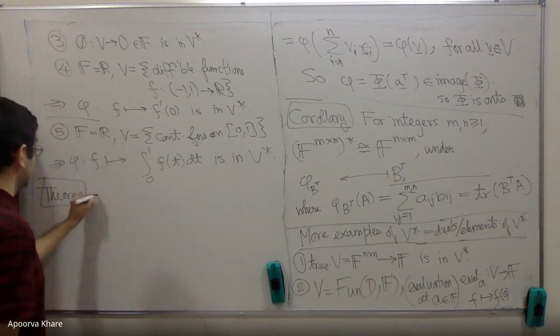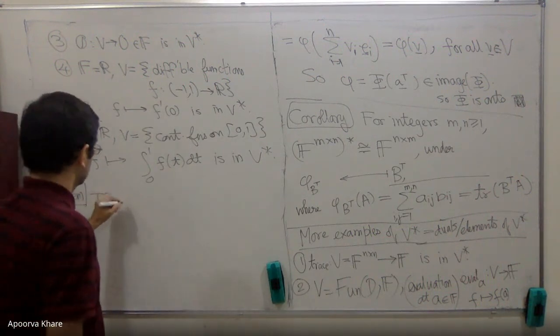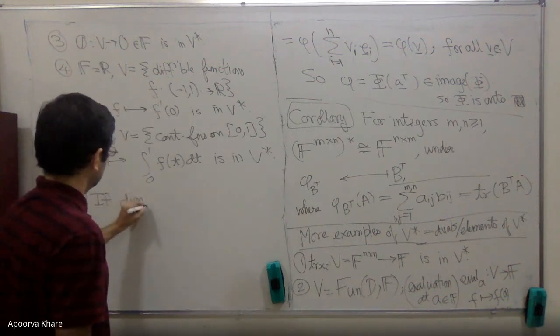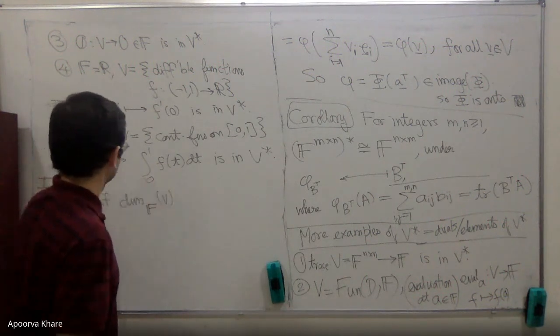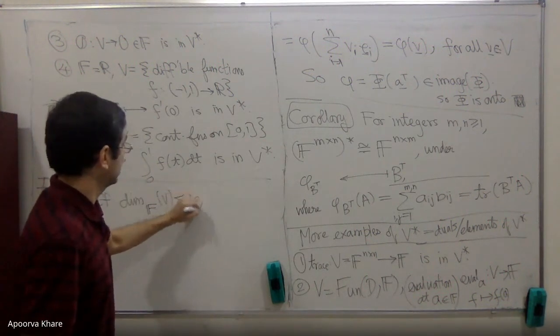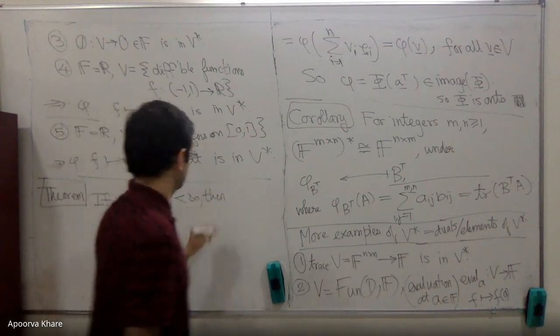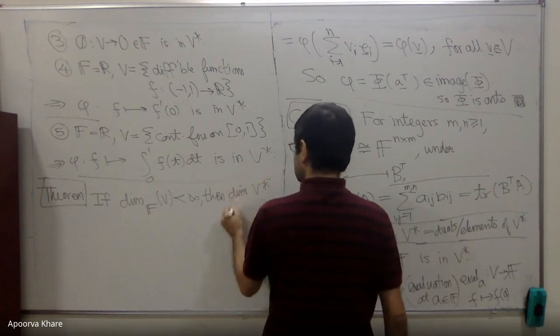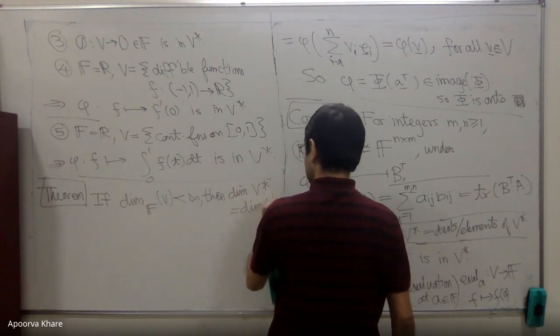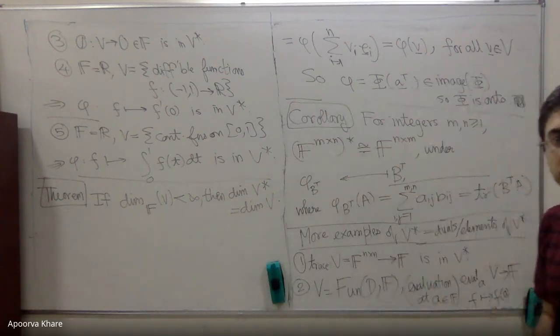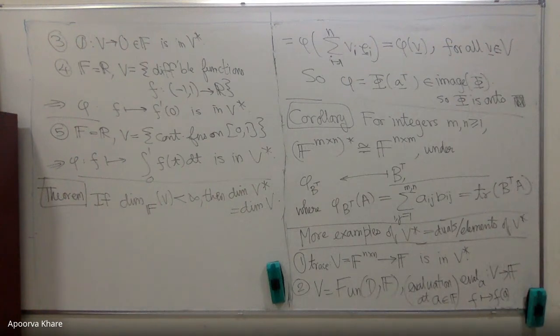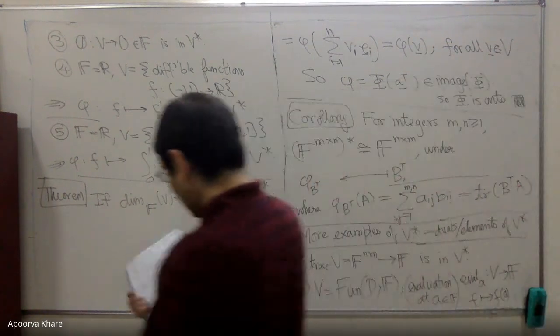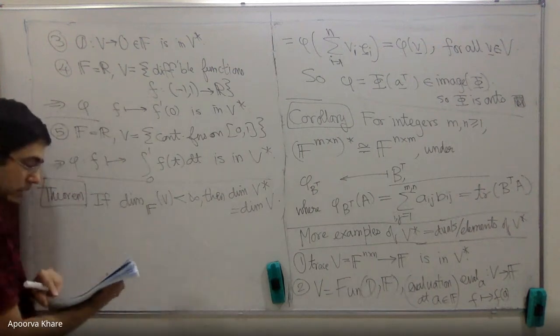If V is a finite dimensional vector space, if the dimension over F of V is less than infinity, then the dimension of V star does equal the dimension of V. So you don't lose or gain anything, the dimension stays the same. And that is going to lead us to an interesting property called the dual basis.